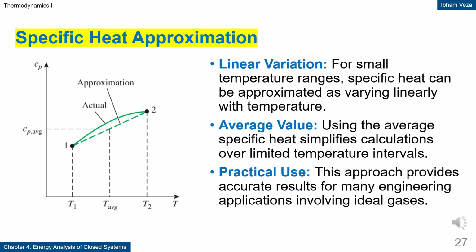Specific heat approximation. For small temperature ranges, specific heat can be approximated as a linear function of temperature. With this approach, an average specific heat value is used. This method simplifies calculations without losing much accuracy. In many engineering cases, this approach is more than sufficient. However, for large temperature ranges, this approximation must be reconsidered.